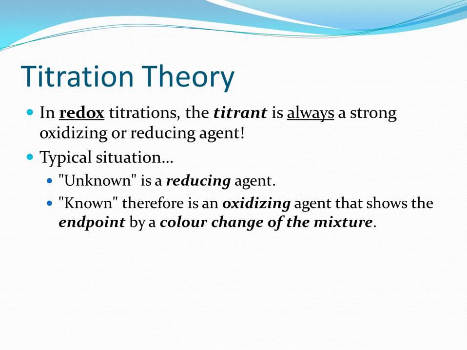In redox titrations, we will be using strong reducing agents or oxidizing agents as our titrants. There is usually an unknown, which is a reducing agent, and a known, which is the oxidizing agent, that shows a different color when it changes oxidation state. The known titrant will change color when the endpoint is reached.